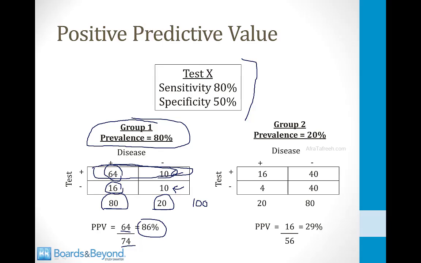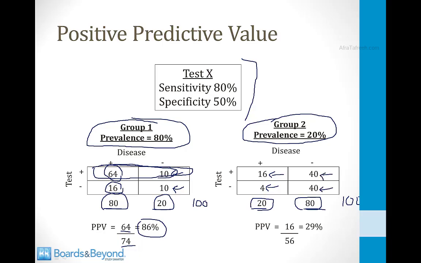Now let's repeat that calculation for group 2, where prevalence is 20%. So once again, we're going to create our 100 imaginary patients. We're going to split them up by disease prevalence so that 20 of them are here and 80 of them are here. For these 20 patients who have disease, I'm going to split them up based on the sensitivity and put 80% of them here, that's 16, and the remainder go here. For the 80 disease negative patients, I'm going to split them up by the specificity, so 50% go here and the remainder go here. Now we have all the numbers filled in our 2 by 2 table, so we go ahead and calculate the positive predictive value.